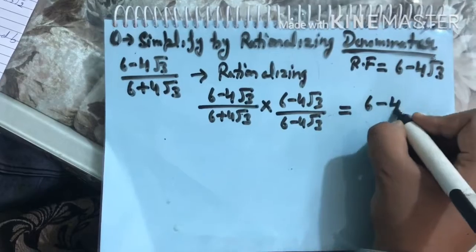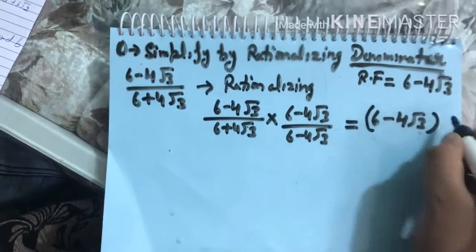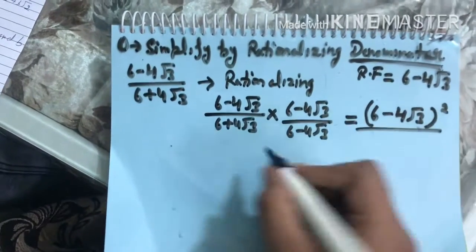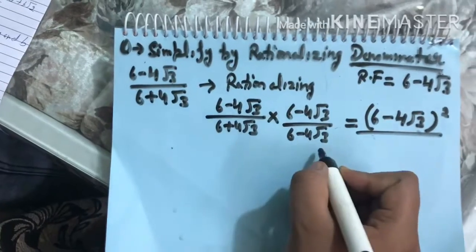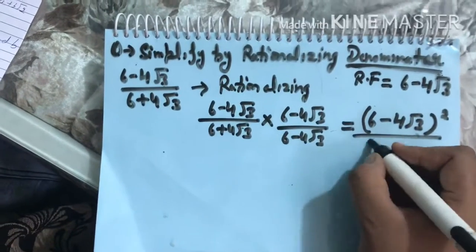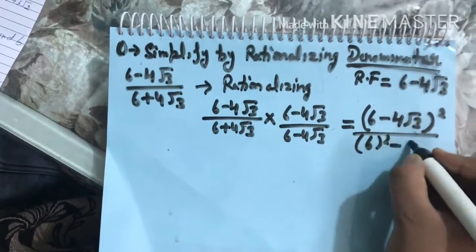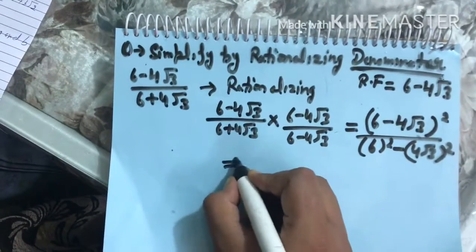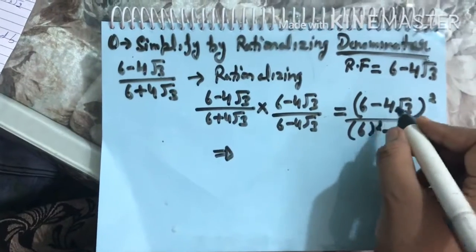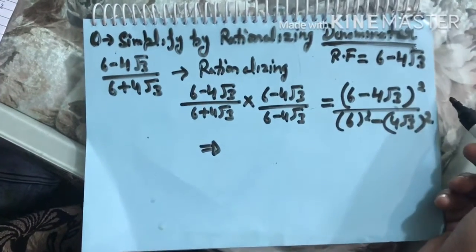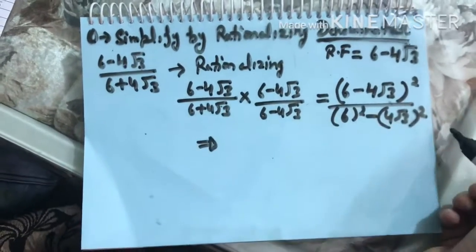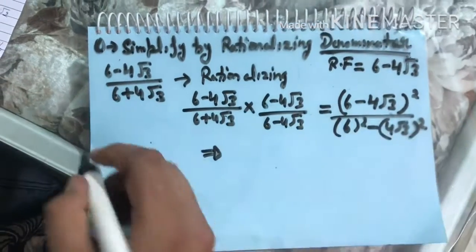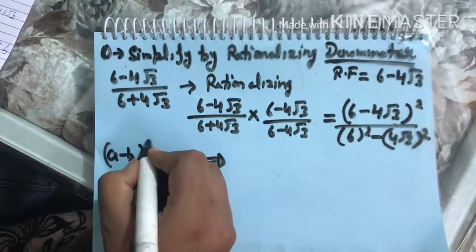So it will become 6 minus 4 root 3 whole square. And it will become a plus b, a minus b, a square minus b square. So it will become 6 square minus 4 root 3 square. So basically the upper portion becomes a minus b whole square and the lower portion becomes a square minus b square as usual.